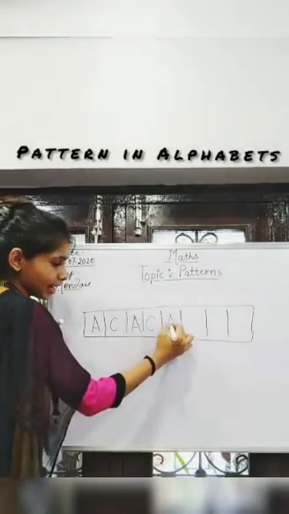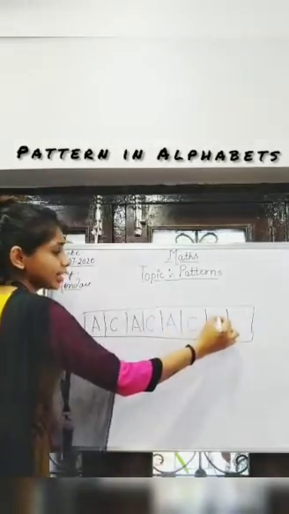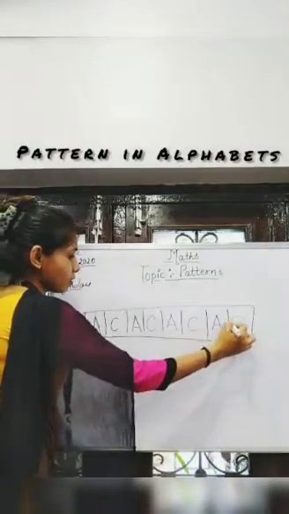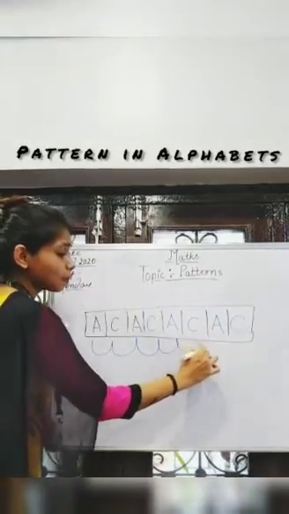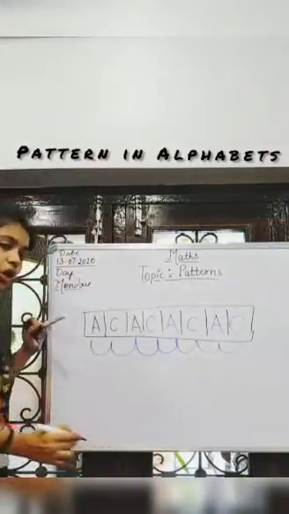The next one will be A. The next one will be C. The next one will be A. And the next one will be C. Here we are following the same continuing method of patterns. Okay kids?